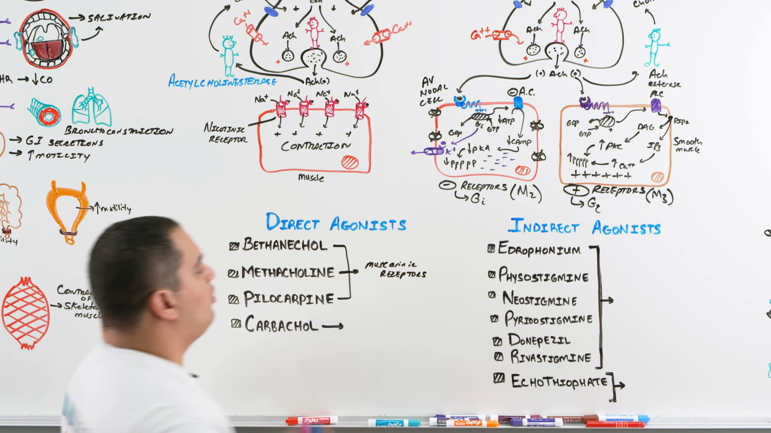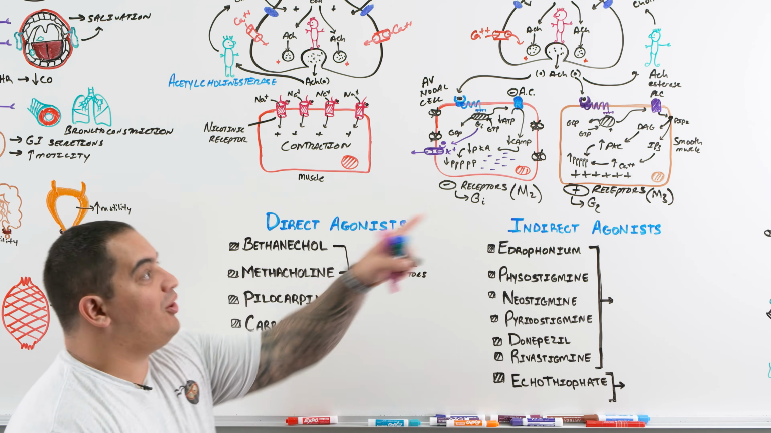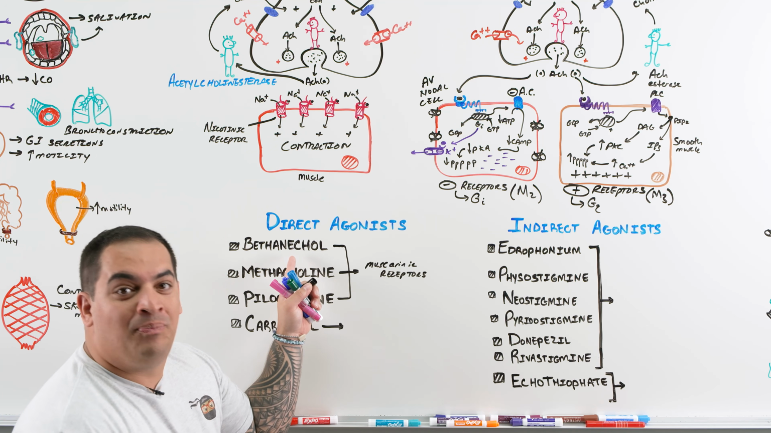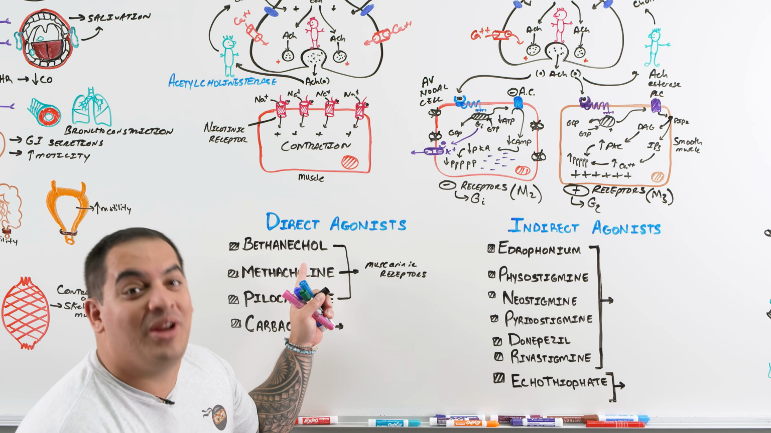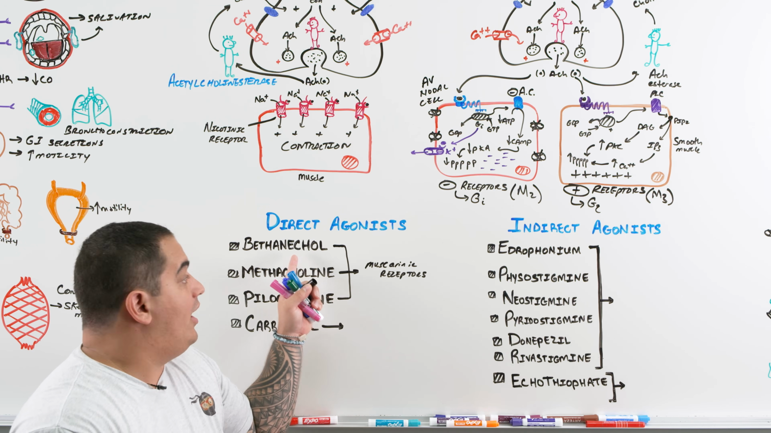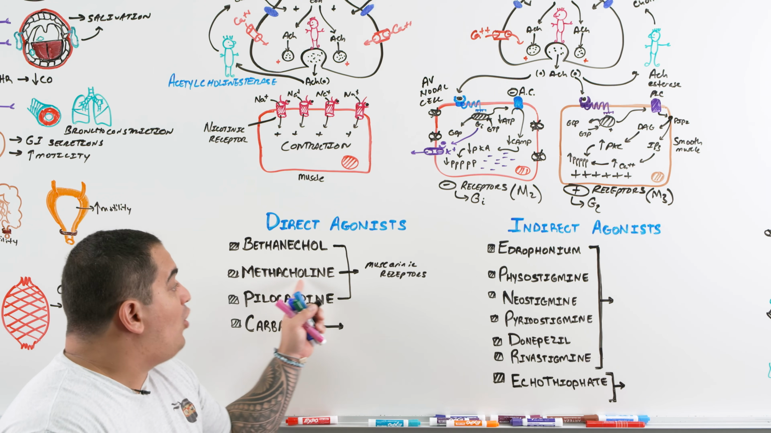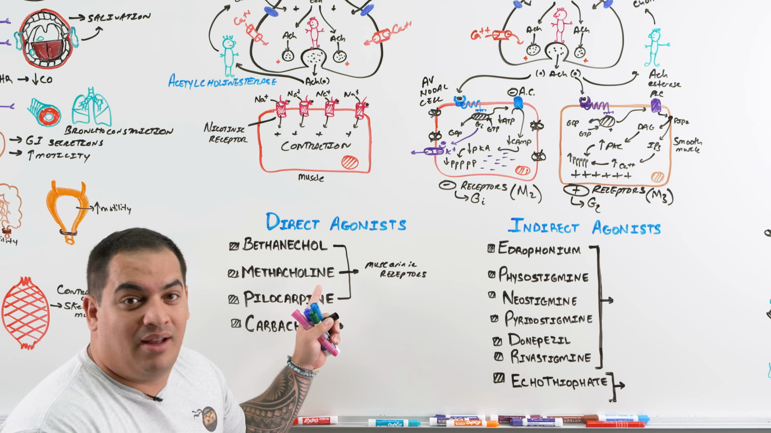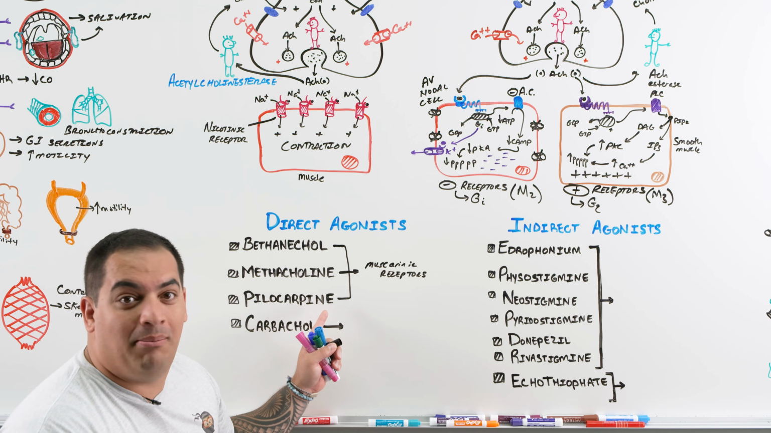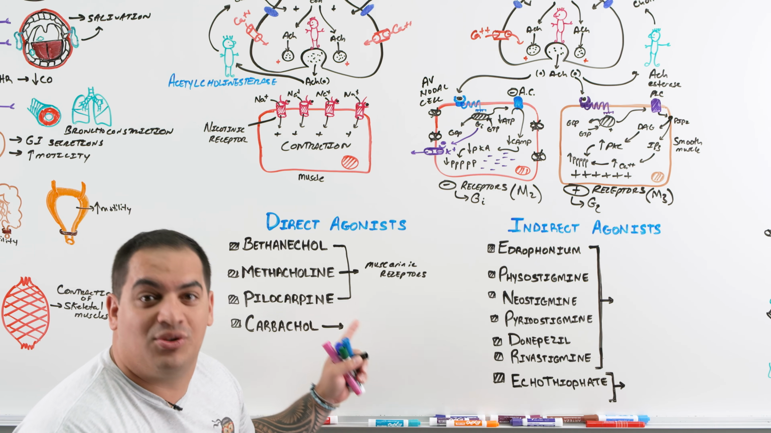And the type of muscarinic receptor they work on depends upon the target organ or their indication that we'll talk about later. For example, bethanechol may work very heavily on M3 receptors because it loves to cause an increase in GI motility and detrusor activity. Methacholine loves to act on particular types of M3 receptors and cause bronchoconstriction. Pilocarpine may act on some of the M3 receptors as well.